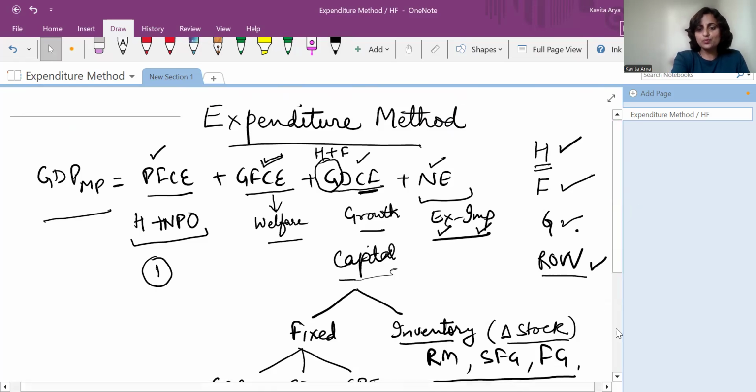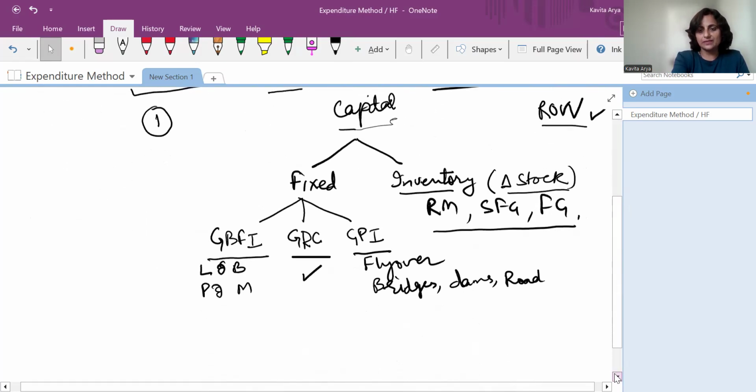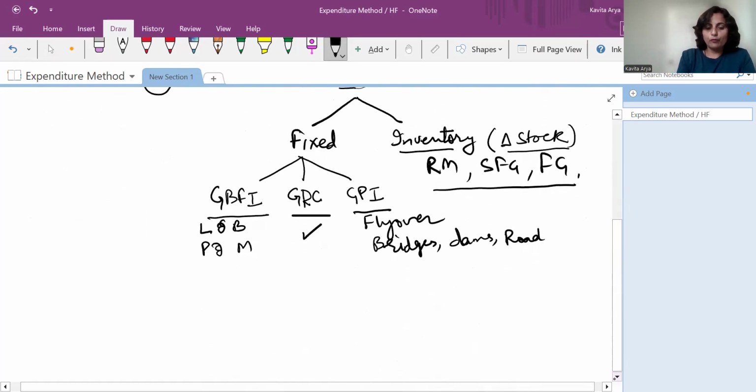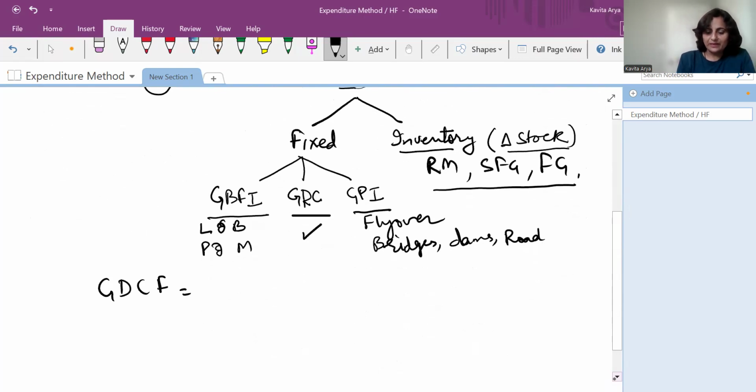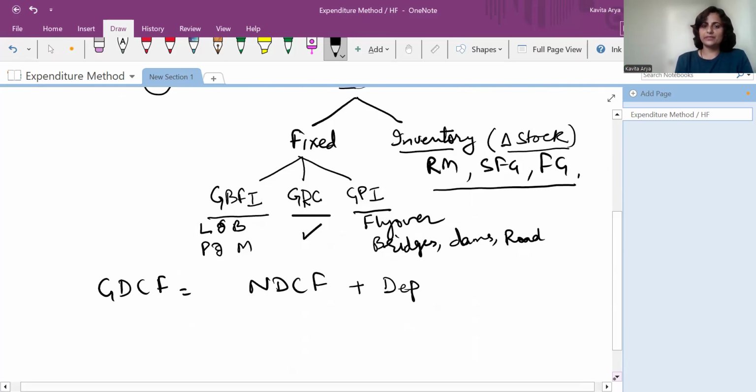Let me give you a small perspective of GDCF from the numerical aspect also. GDCF, gross domestic capital formation. From a numerical perspective, this is distorted in 3-4 manners. Like it can be given NDCF, net domestic capital formation. In that case, what would we do? We would simply add the value of depreciation to make it GDCF.